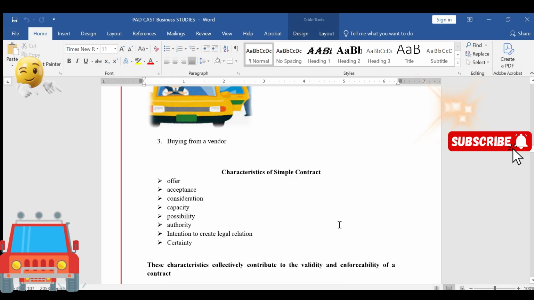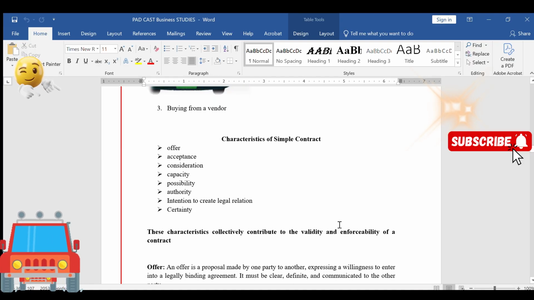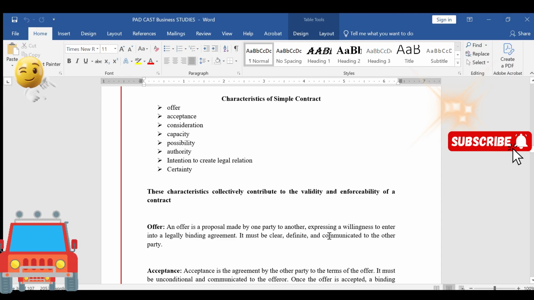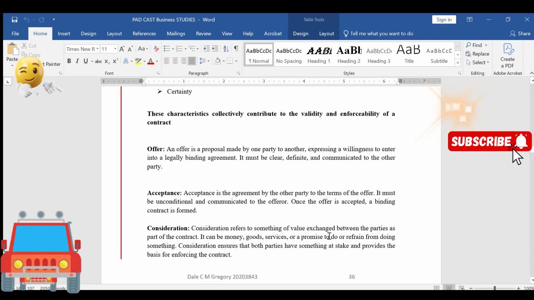Characteristics of simple contracts: offer, acceptance, consideration, capacity, possibility, authority, intention to create legal relations, certainty. These characteristics collectively contribute to the validity and enforceability of a contract.